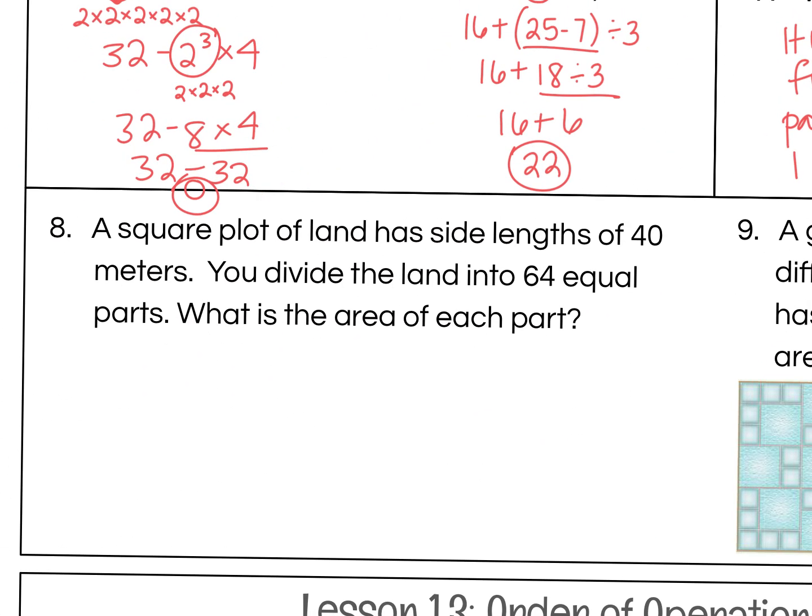I'm a picture person. I'm very visual. Remember, I'm right-brained whenever we did that brain thing. So I'm a visual person. So I would draw myself a square and label what I know. Side lengths of 40 meters.